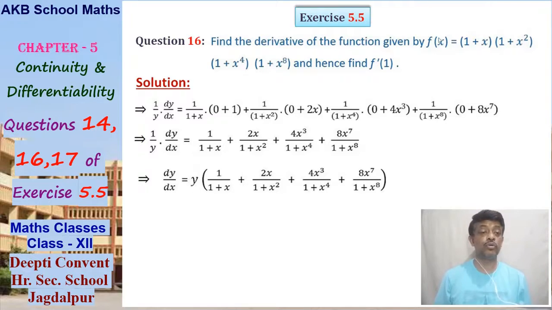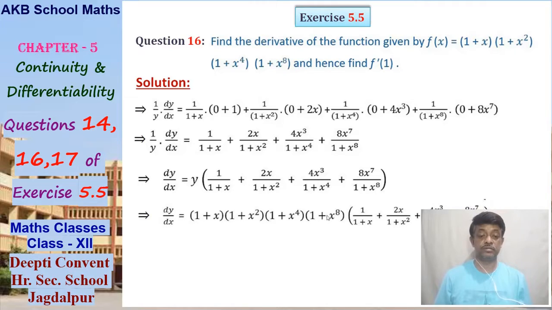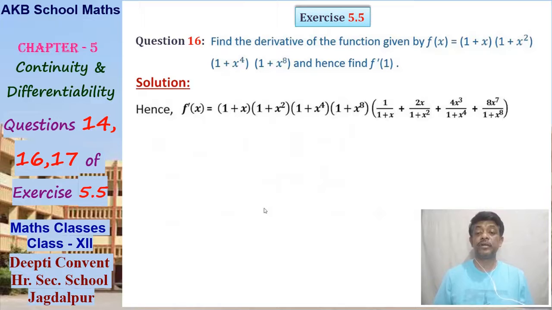What is y? We supposed y equals the full function f(x). So put the value of y, the product of these four quantities, and this is the value of dy/dx. This is the derivative. The first part is completed. The second part is f dash 1, that is y dash, dy/dx at x equal to 1. So here f dash is equal to this, we got this.